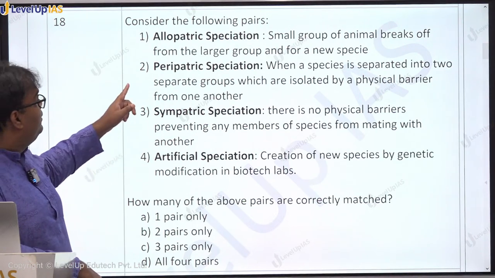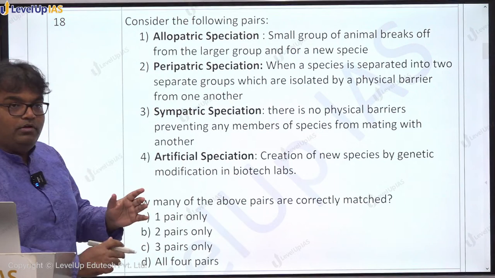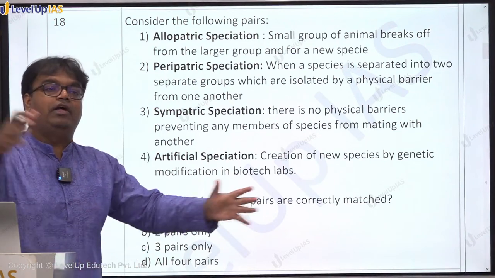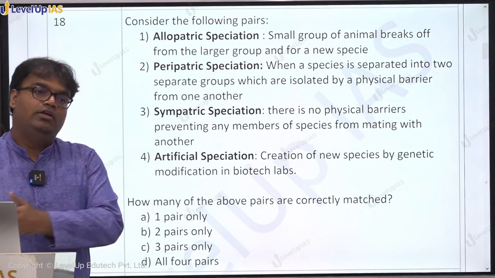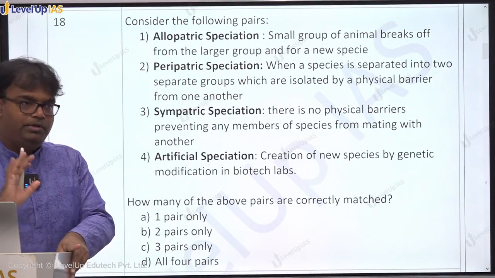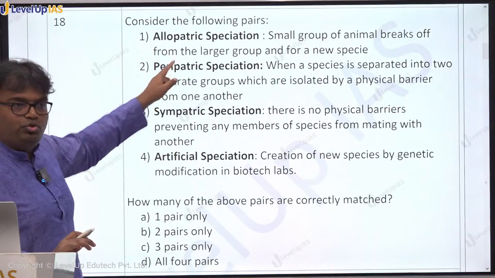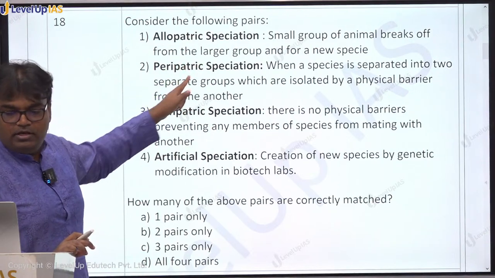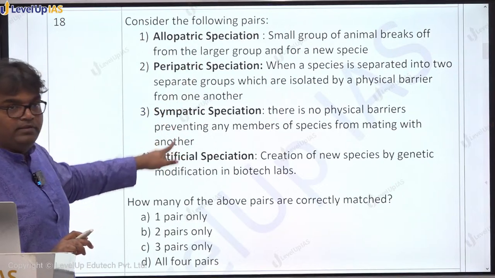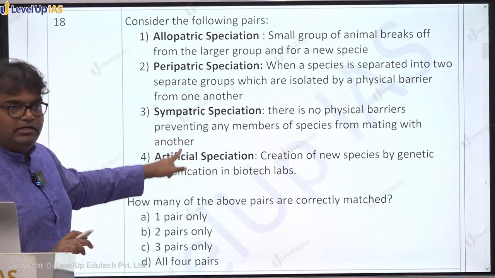And peripatric meaning, we are all living in this large country, a small group of animals breaks off from the larger group and forms a new species. That will be peripatric. So ye dono interchange ho gaye, that's why they are wrong. Iska definition isme, and the other. These two are correctly defined.